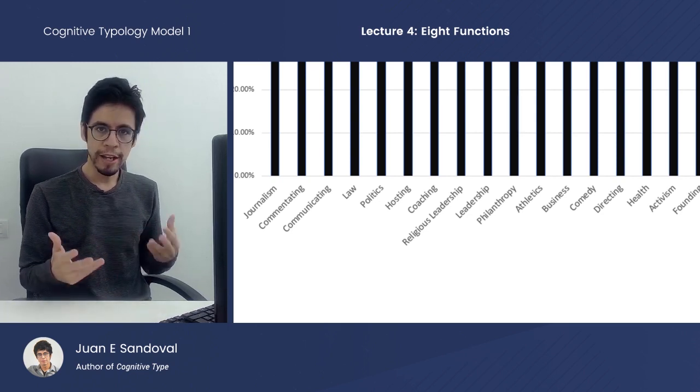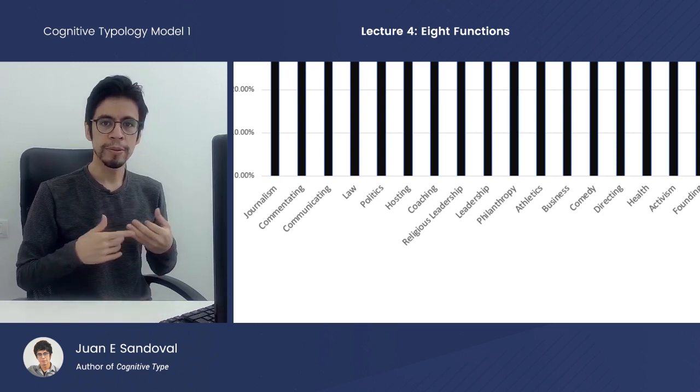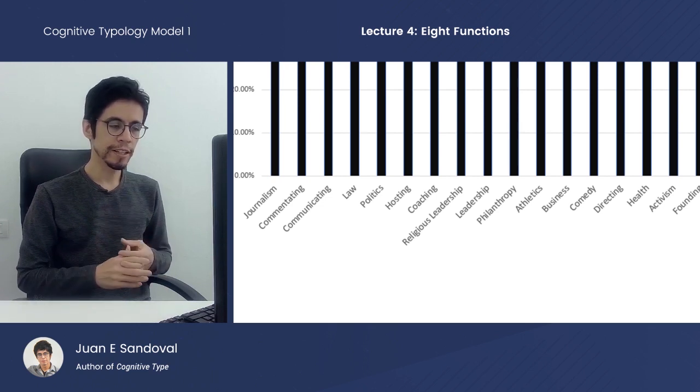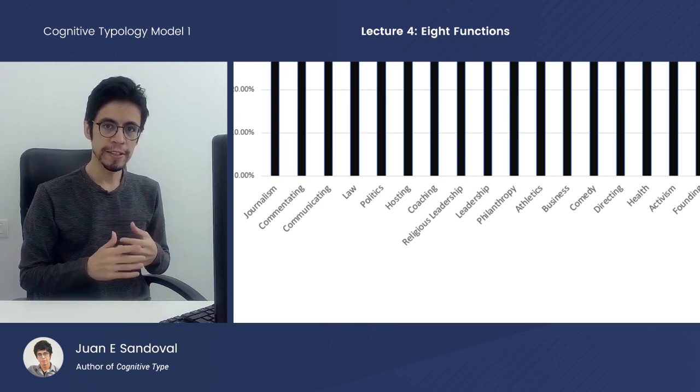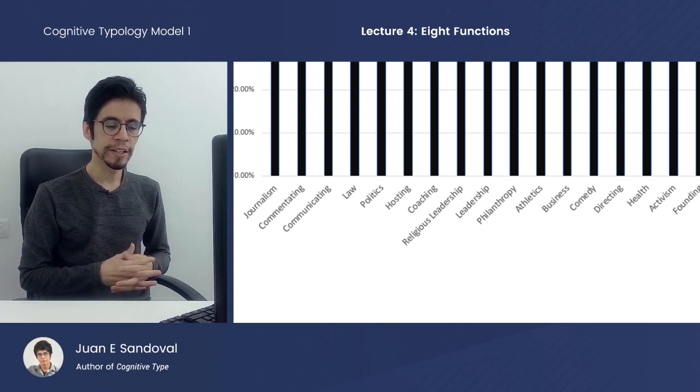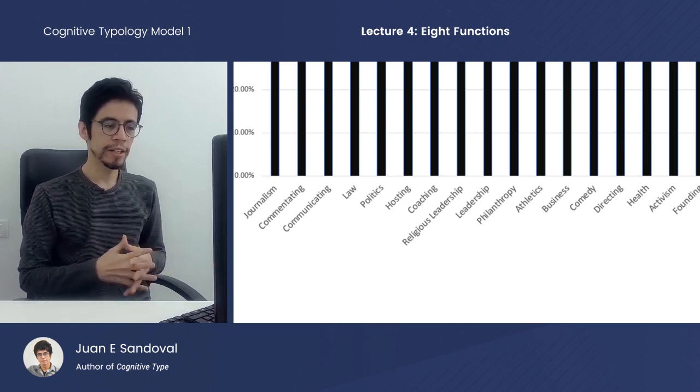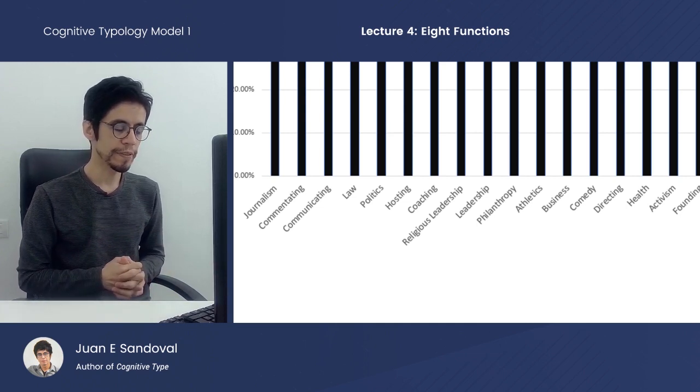Communicating can include podcast hosts and so forth. Law can include attorneys and lawyers. Politics can include senators, people running for office, and so forth. Hosting can include a TV show host. Coaching can include life coaches or coaches of any kind.